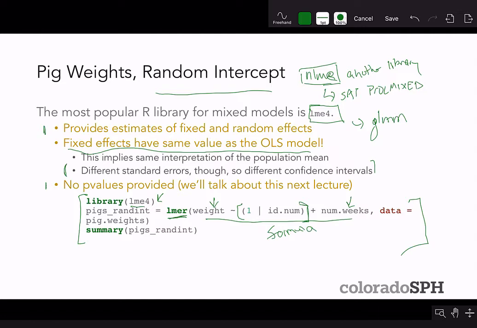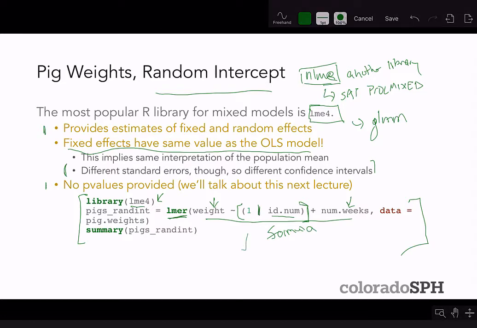So this notation on the right-hand side of this line, we put ID number. The variable that you put there is whatever variable is being repeated, indicating what the unit is that you're doing the repeated measures on.